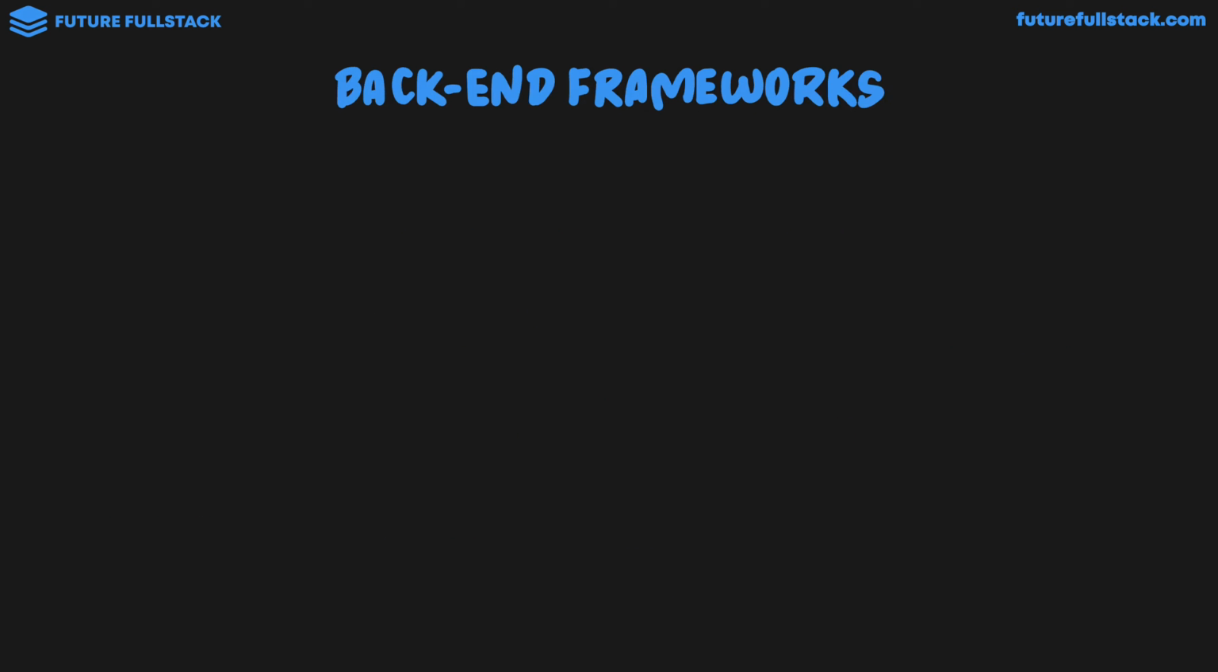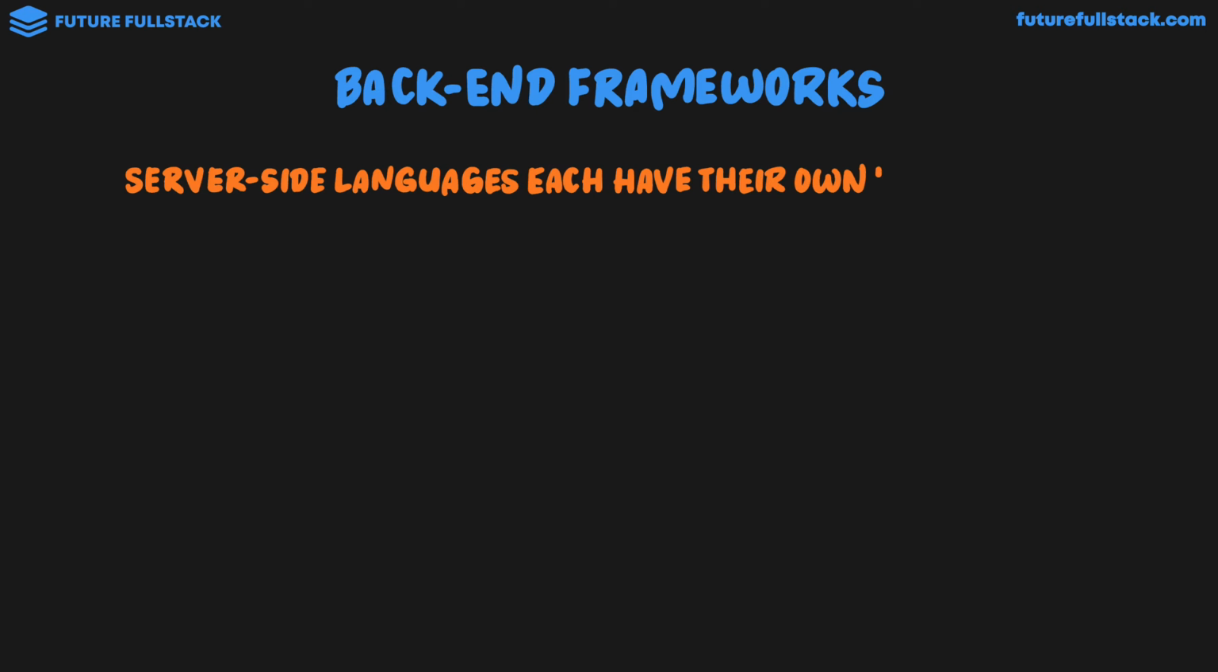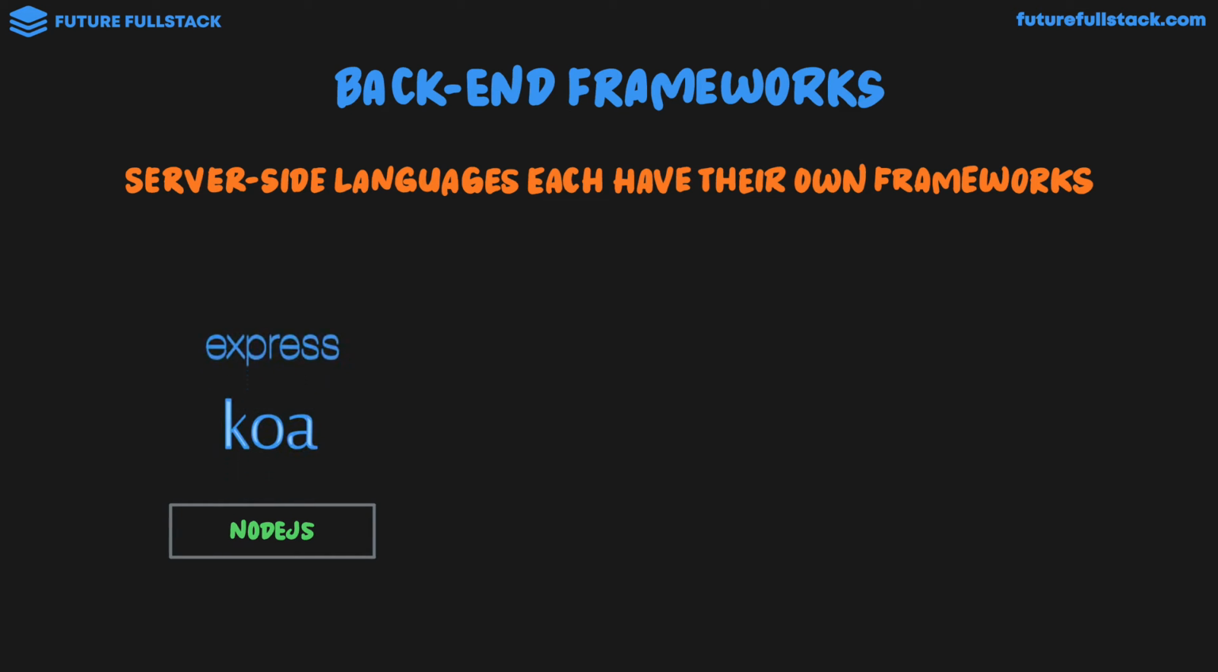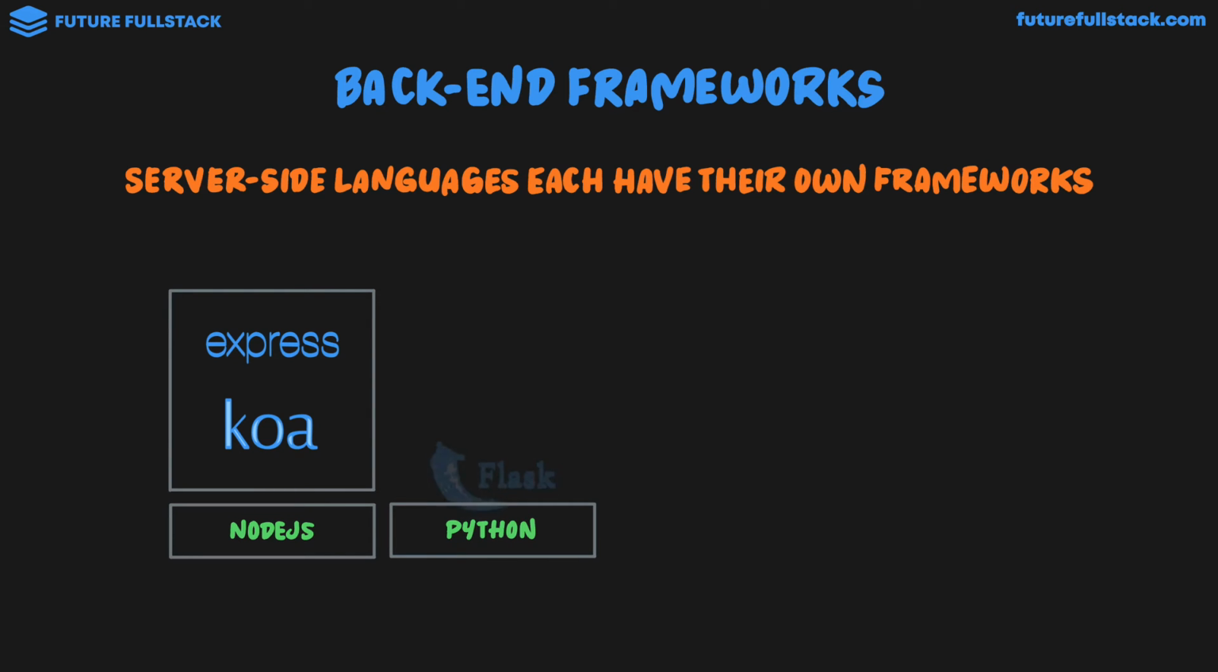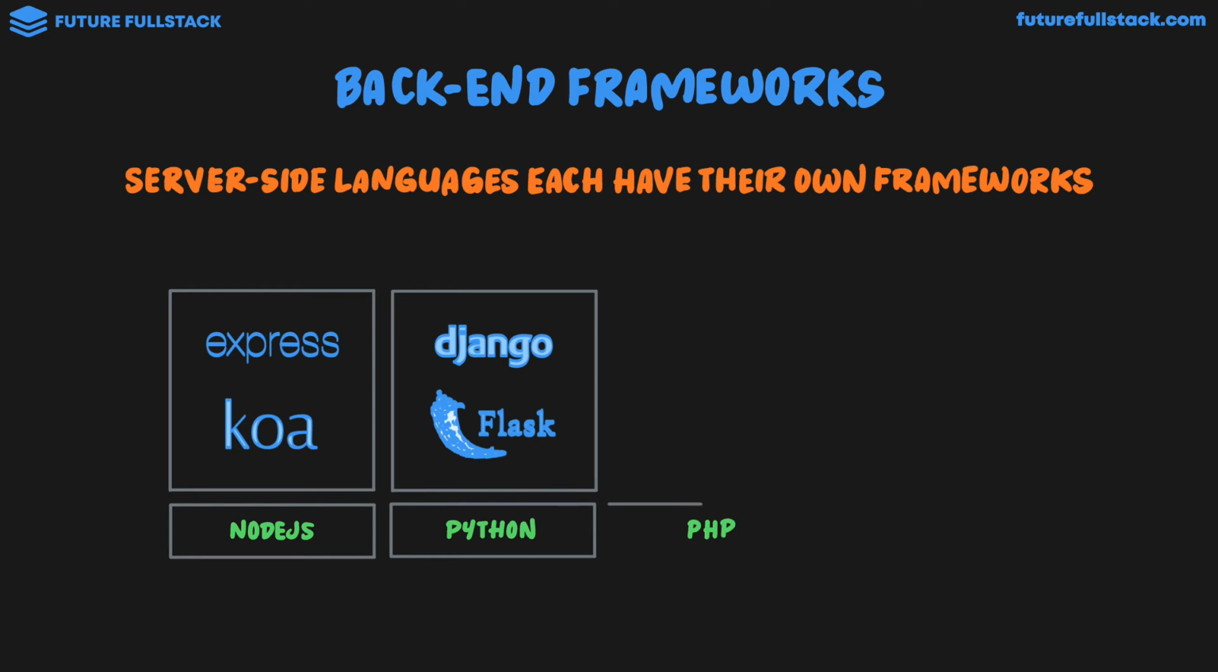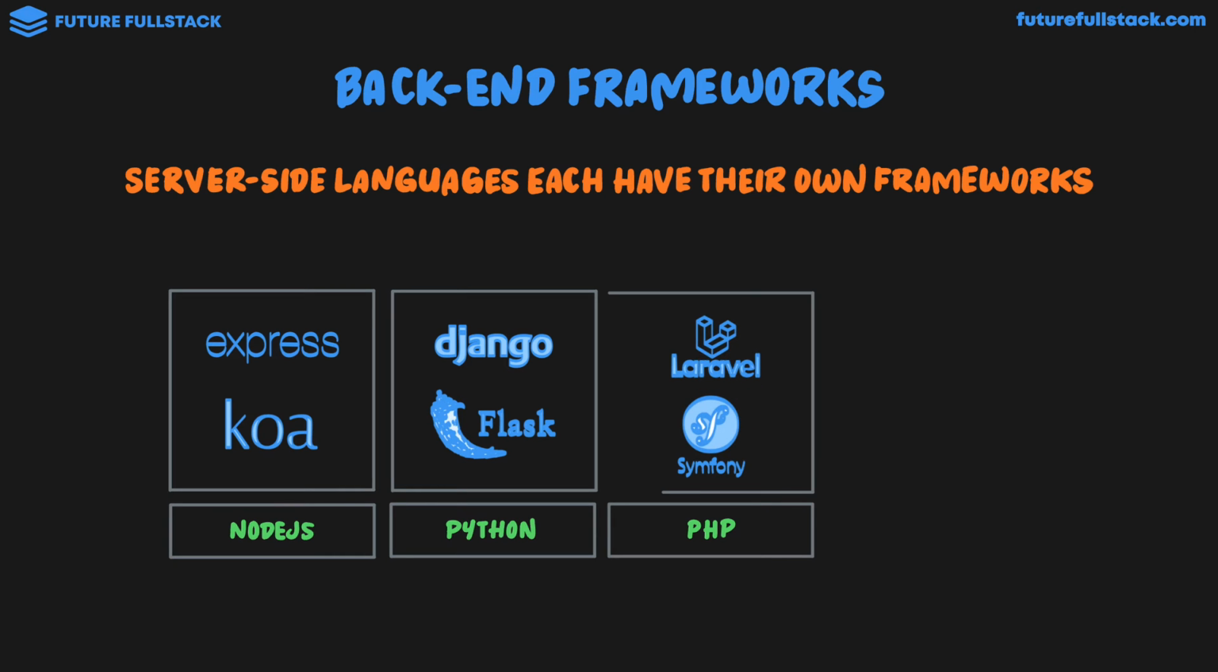Moving on to backend frameworks. Server-side languages each have their own frameworks built in their own languages. So Node.js, which is JavaScript, has popular frameworks including Koa and Express. Python's popular frameworks include Flask and Django. PHP's popular frameworks include Symfony and Laravel. And Ruby's popular frameworks include Sinatra and Rails.